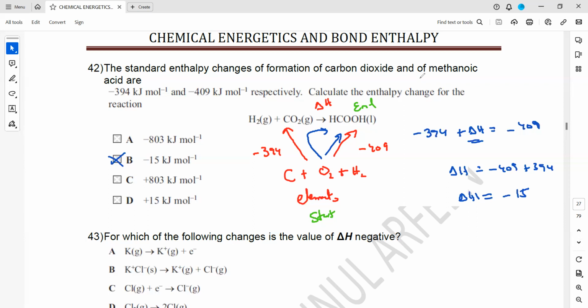There is also a direct method whenever the enthalpy changes of formation are given. How to work out the enthalpy change? It is product minus reactant. So this is the product, this is the reactant. Product minus reactant, you will get minus 409 minus minus 394. You will get the same answer, minus 15. But remember one thing: whenever formation is given, it is product minus reactant. But if combustion was given, then it will be reactant minus product, the opposite.